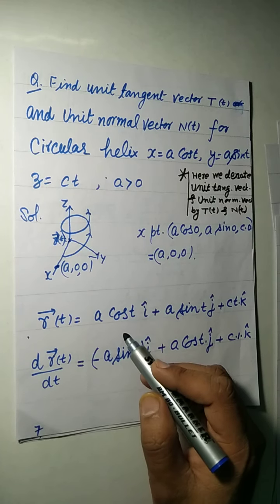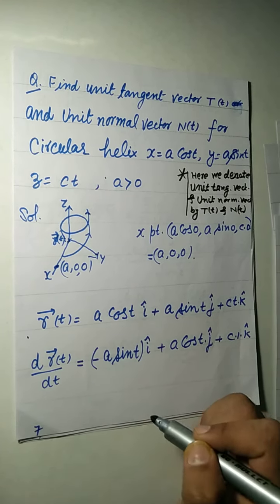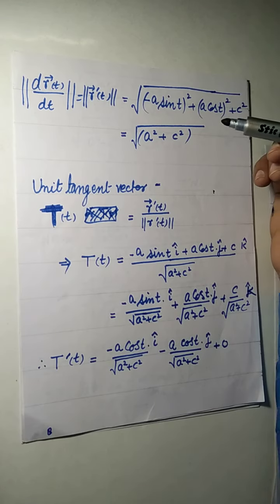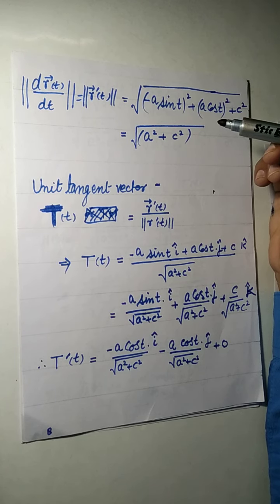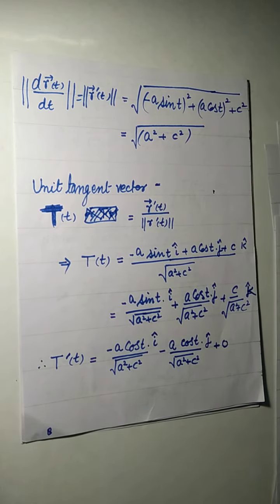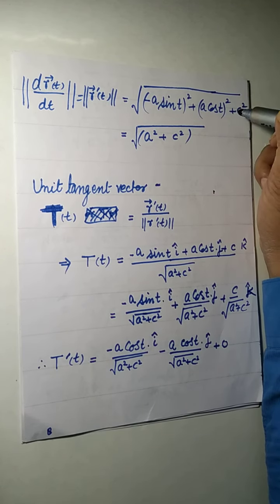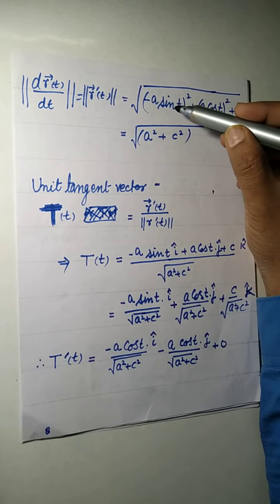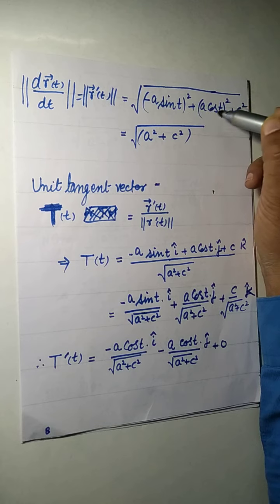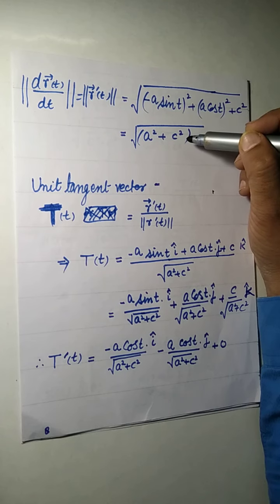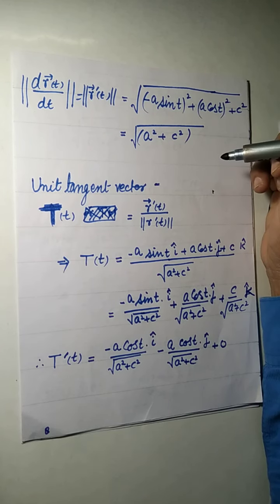A cos t, we know the differentiation of cos t is minus a sin t, and according to here, now we will obtain the norm or length of dr/dt. So the norm, as we know, is the square root of minus a sin t whole square plus this one. After simplification, because sin square plus cos square, taking a as common, here it will be only a square and c square, so this will be the square root of a square plus c square.